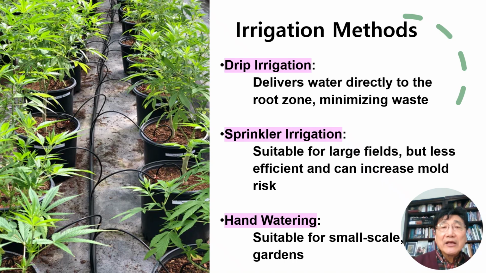There are three irrigation methods. The drip irrigation method delivers water directly to the root zone, minimizing waste. The sprinkler irrigation method is suitable for large fields, but is less efficient and can increase mold risk. Finally, the hand watering method is suitable for small-scale or home gardens.